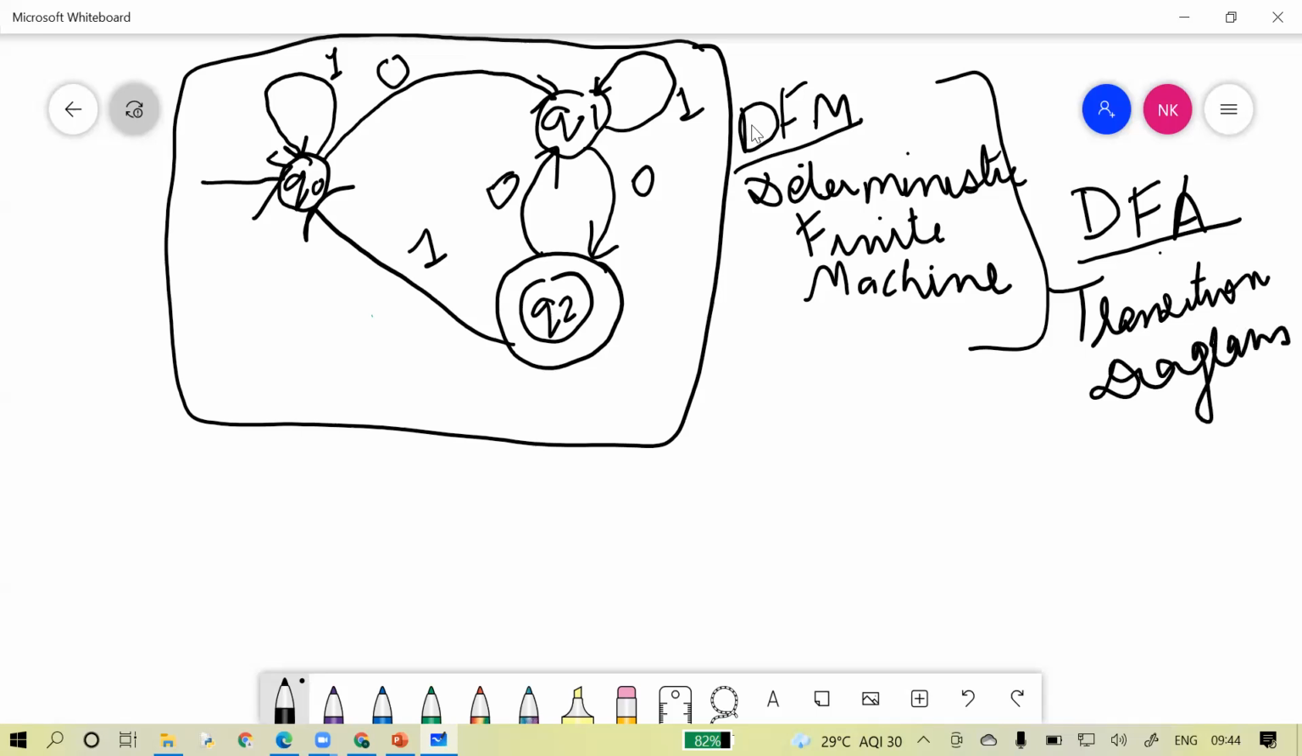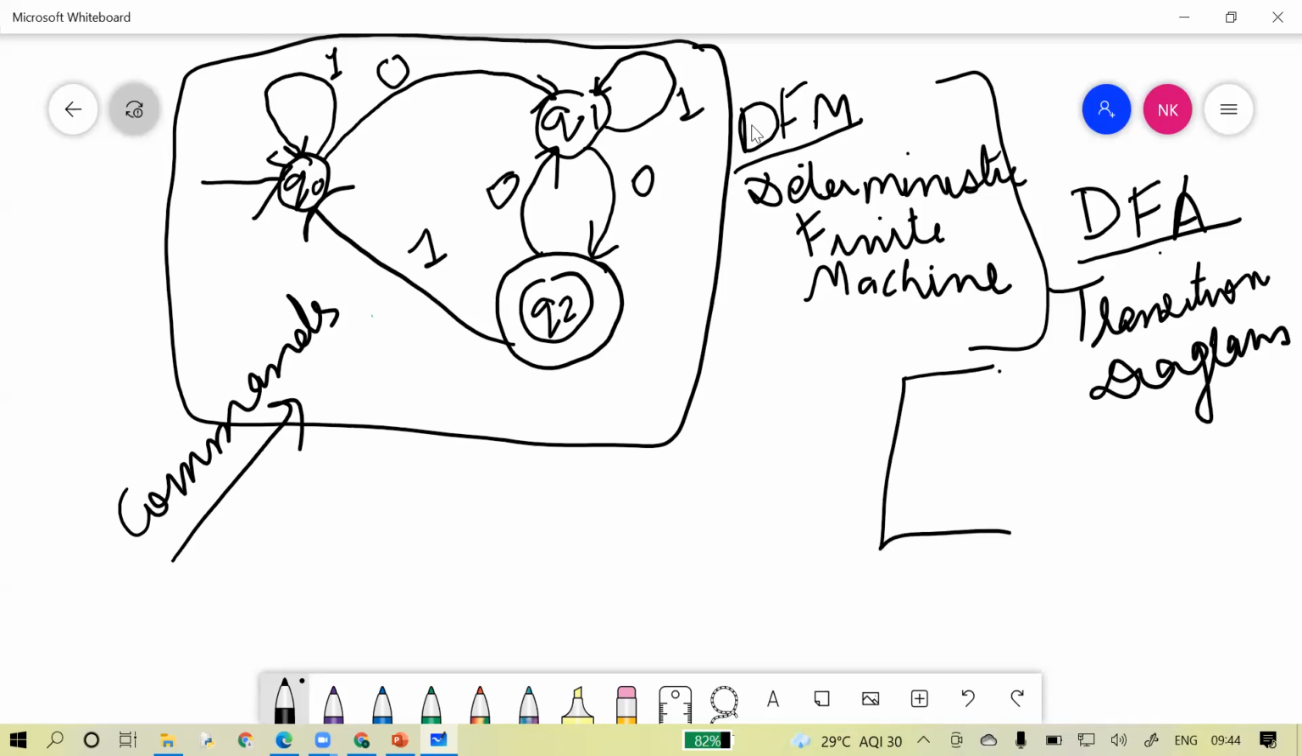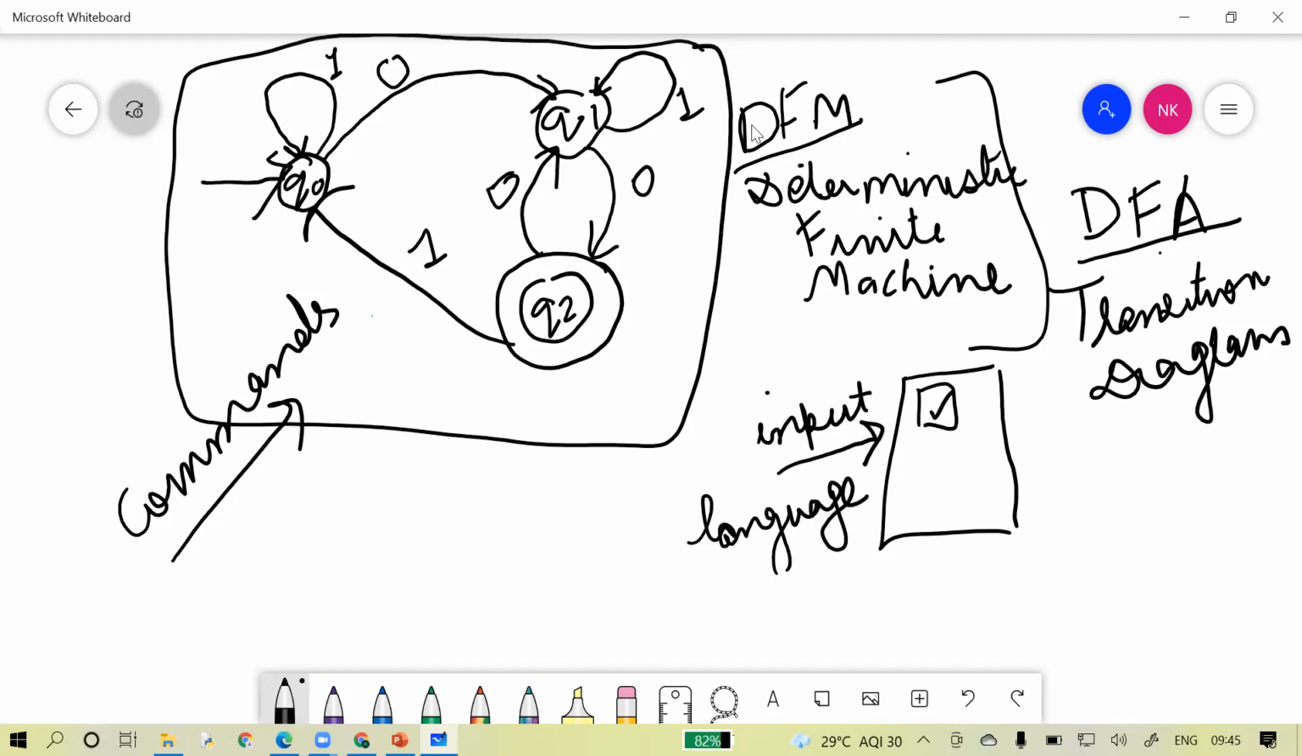Whenever you operate on a machine, you know that the machine understands some commands. Every machine understands some commands. For example, your computer is a machine. If you press enter, the control automatically goes to the next line. Your mobile phone is also a machine. If you click on the Instagram icon, it will take you to Instagram. It means the input or command that you are giving it, or the language with which you are talking to it, it should understand that language. Only then will it be able to work on it.